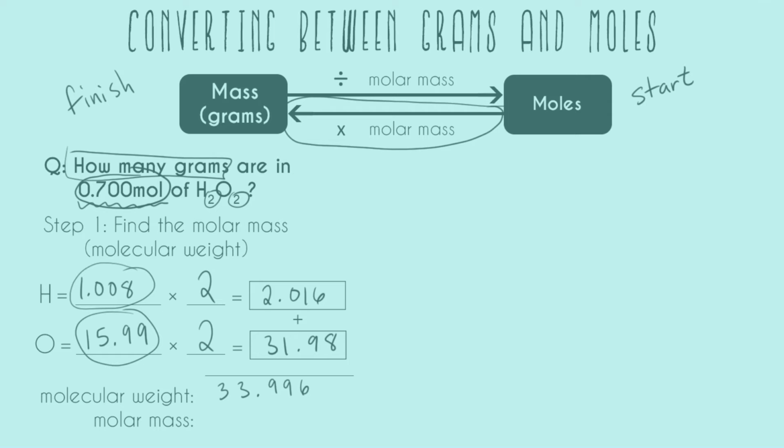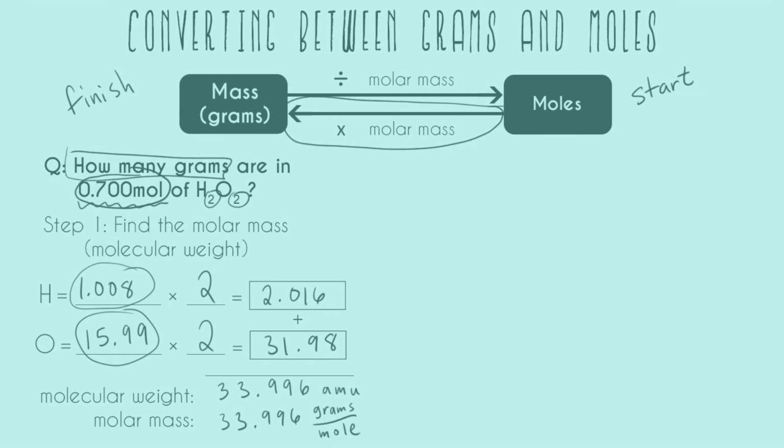And so for molecular weight, our unit is AMU. It stands for atomic mass unit, and that's very small. That's how much one proton or one neutron weighs. And for molar mass, we have the exact same number, and our unit is grams per mole. So grams divided by mole.